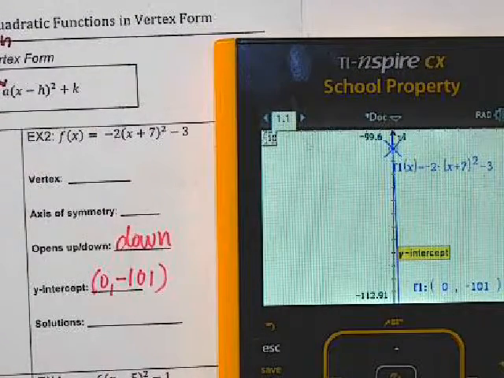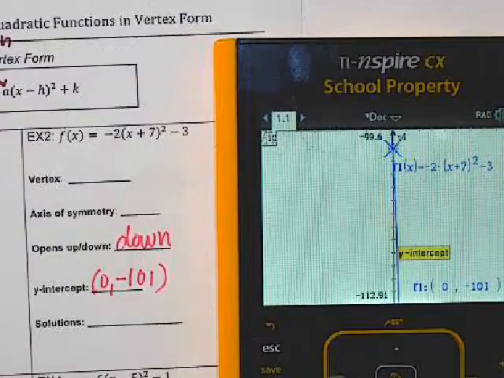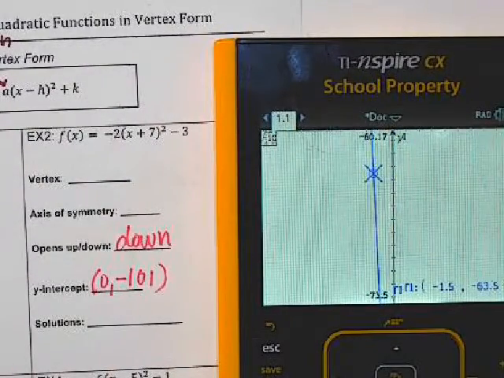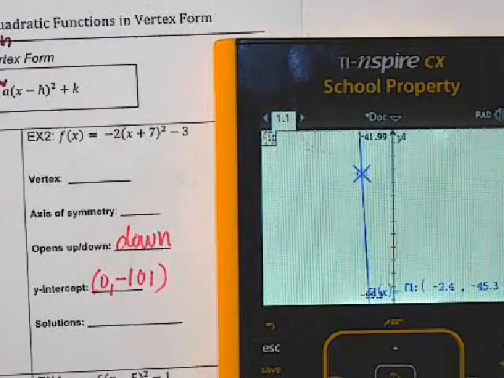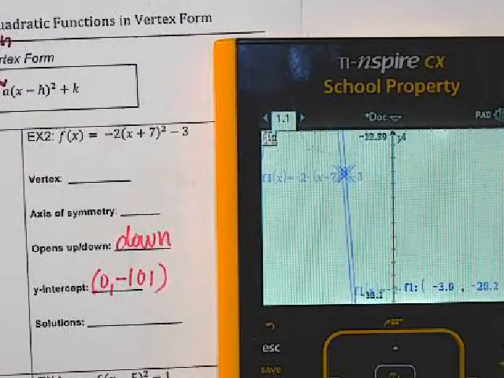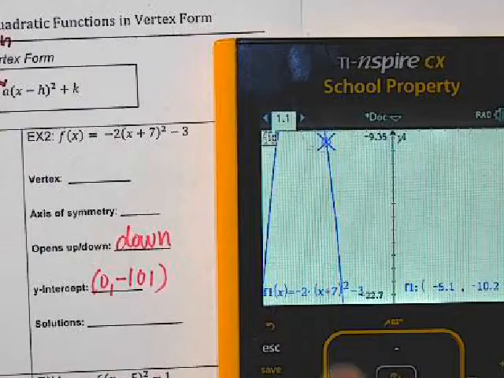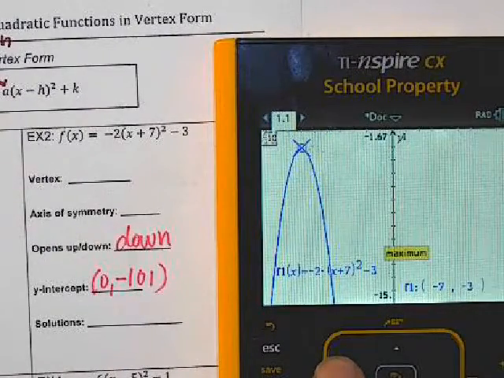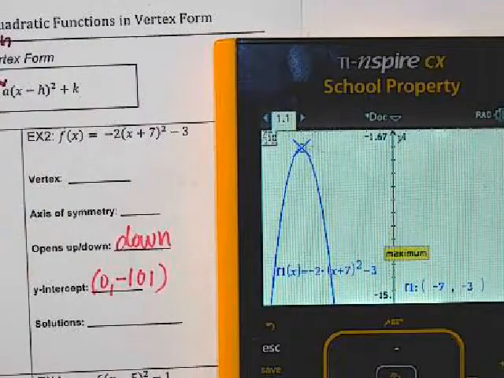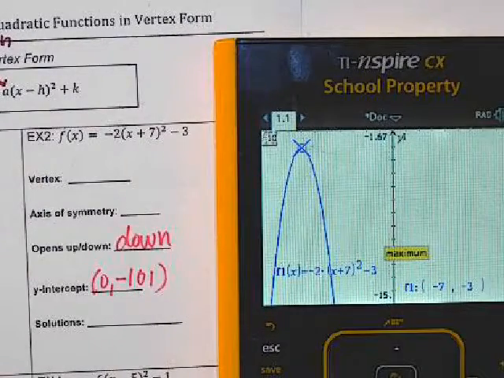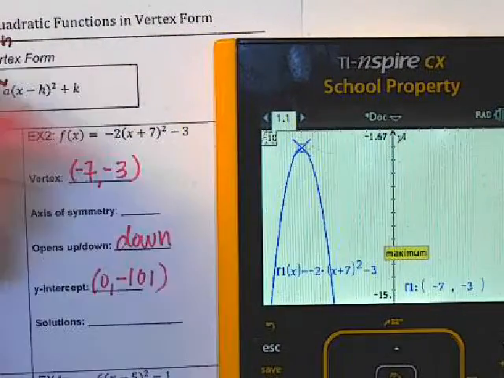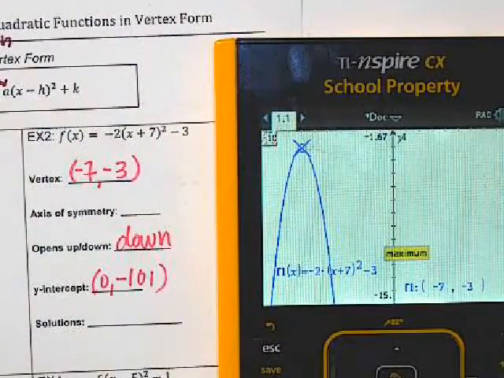Okay, so that's my y-intercept. Now, I'm going to keep scrolling to the left. If you hold it down, it goes faster. Okay, maximum. What does the word maximum mean? Vertex. My vertex. So what's my vertex? (-7, -3). Okay, what also does this tell me?